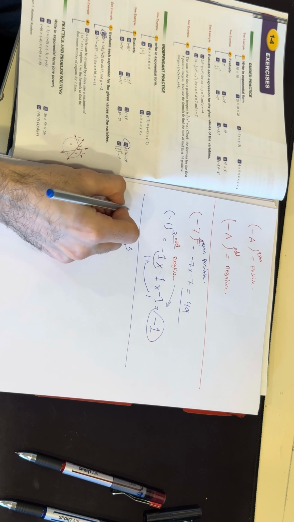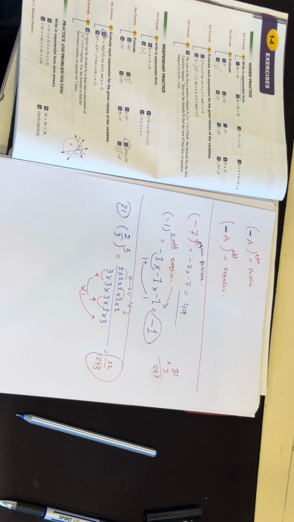Now I'm going to open this one. 2 times 2 is 4. 2 times 2 is 4. So it will be 4 times 4, 16. Then 16 times 2 is 32. Then 3 times 3 is 9. 9 times 9 is 81. Then 81 times 3: 3 times 1 is 3, 3 times 8 is 24, so 243. So the answer will be 32/243. That's how you multiply this one.